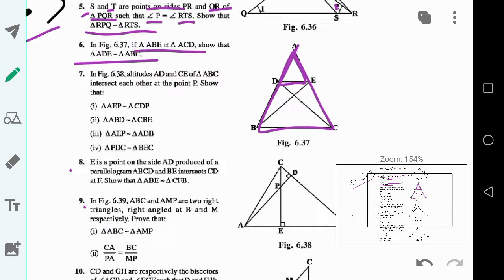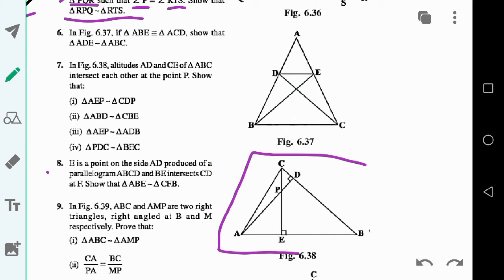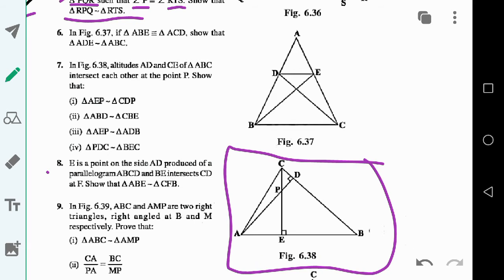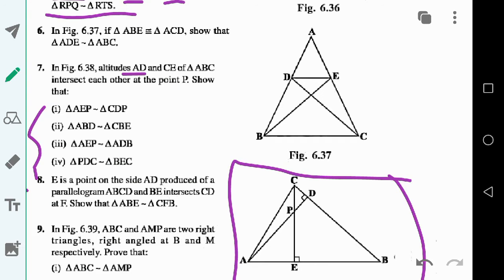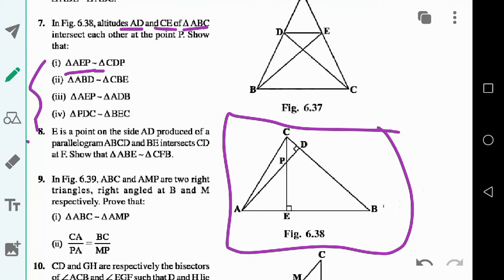Question number 7. So this is the figure for question number 7, 6.38. Here we have to prove all these four. Here altitudes AD and CE of triangle ABC. So there is a triangle ABC, and its two altitudes AD and CE are intersecting at P, this point. We need to prove AEP is similar to CDP.